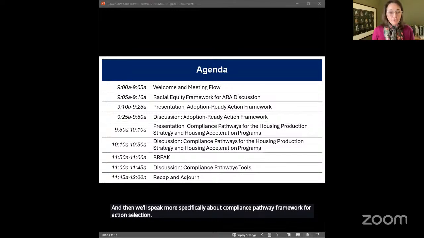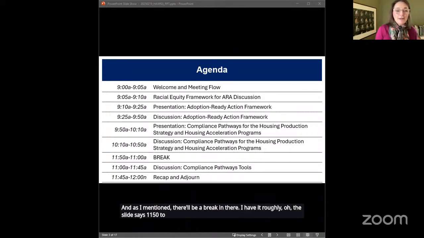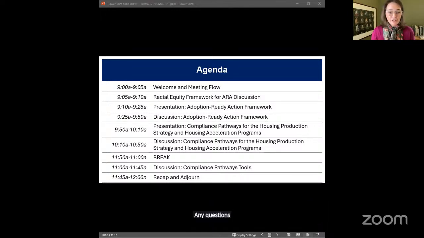And as I mentioned, there'll be a break in there. The slide says 11:50 to 11 o'clock, which is an interesting time warp. Sometimes we feel like we're in a time warp, but it'll be somewhere around 11 o'clock. We'll take a break. Any questions about the agenda before we get cranking here?